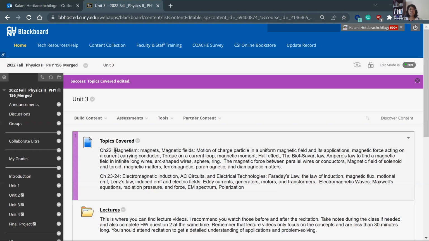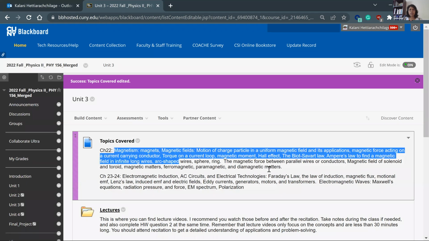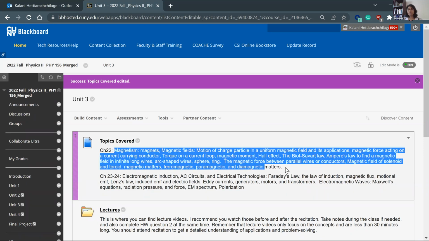In your textbook, we're going to start with chapter 22, as you know. Chapter 22 is a long chapter, so I divide this chapter into two parts. That means basically you are getting two worksheets and two homeworks for this part. And then in the next section, I'm going to talk about chapters 23 and 24 together, with one worksheet and one homework.